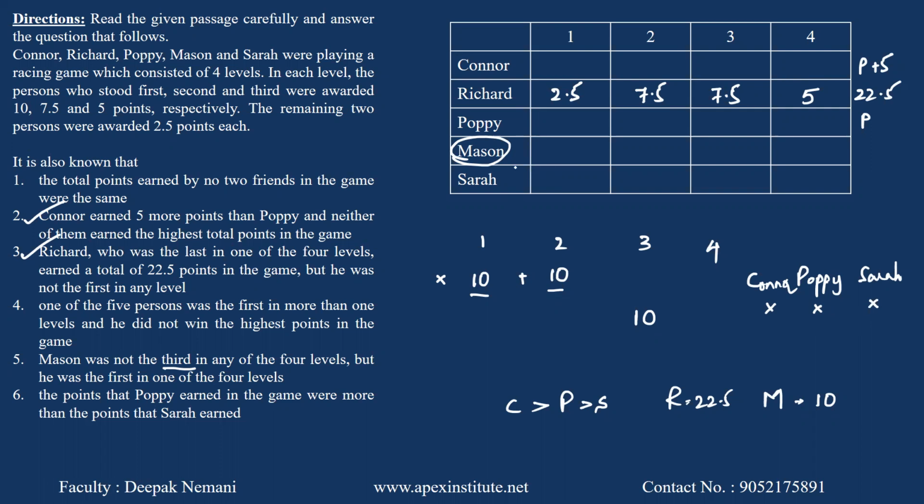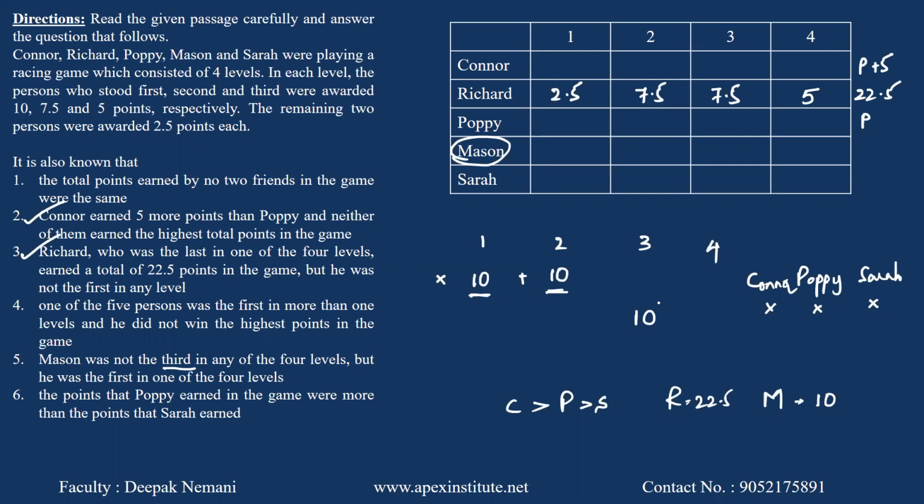Now his score should be greater than 22.5 for sure. Then only you will be having Mason scoring the highest here. Now, can we have Richard being the highest? No, because the person who scored 2 tens, his score will be obviously greater than 22.5. For example, if he scores 2.5 in third round and 2.5 in fourth round, his score will be 25. So you cannot have Richard being the highest scorer in these four levels.